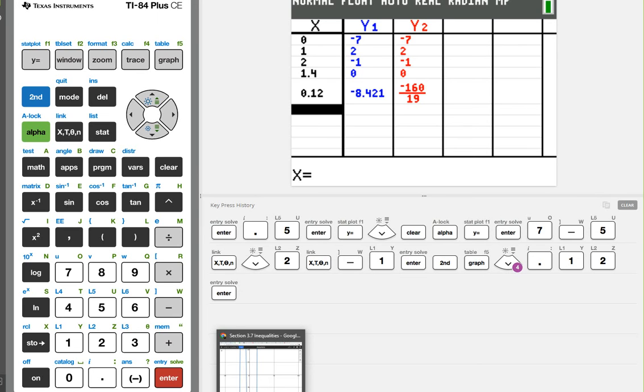So let's turn our attention to the handout then. On the back side, we'll jump down to example E.